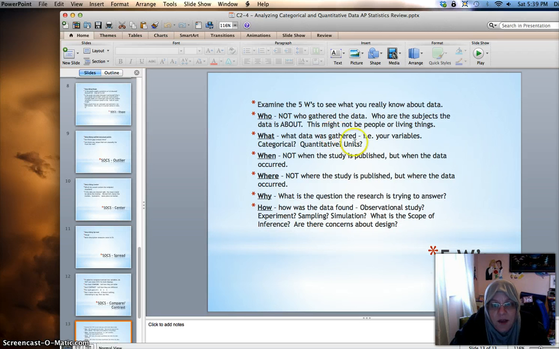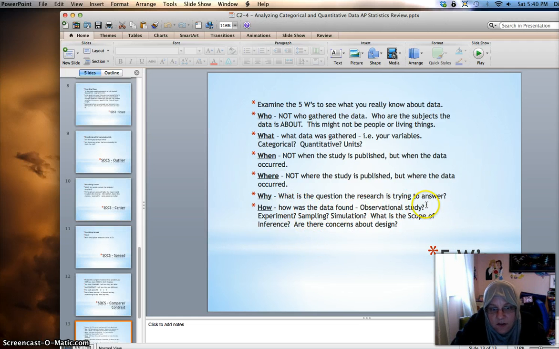What data was gathered? I.e., what are your variables? Are they categorical? Are they quantitative? What units are there? When? This is not when the study was published, but when the data occurred. So sometimes you have to do a little bit of digging to figure that out because it's not always obvious from the information provided. Where is not where the study is published again, but where the data occurred. Why is what is the question the researcher is trying to answer, and how was the data found?